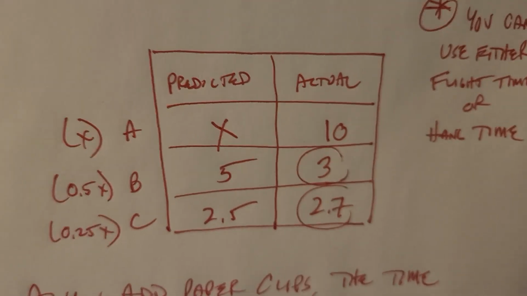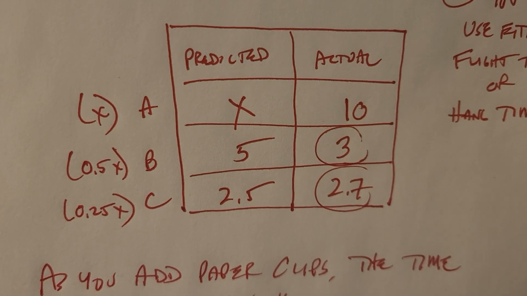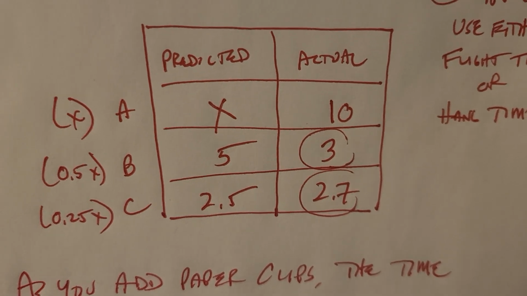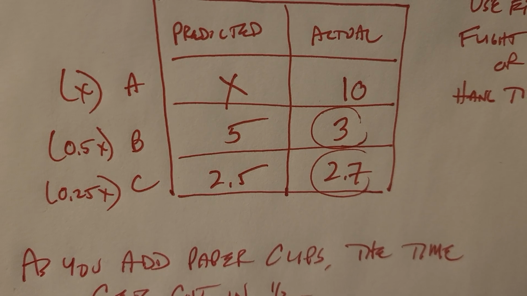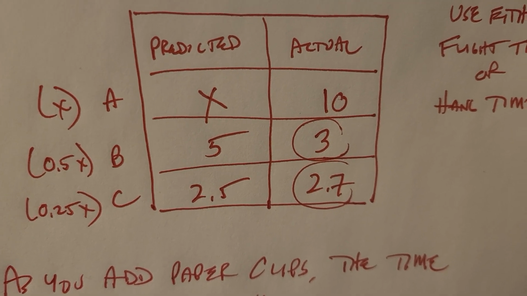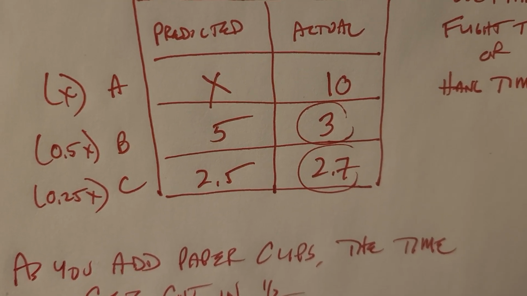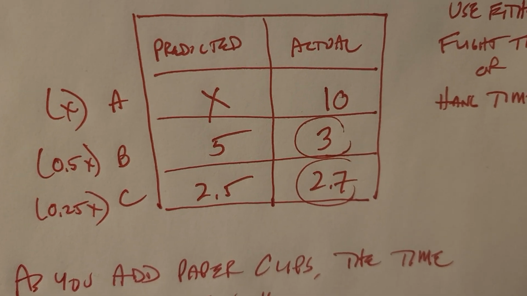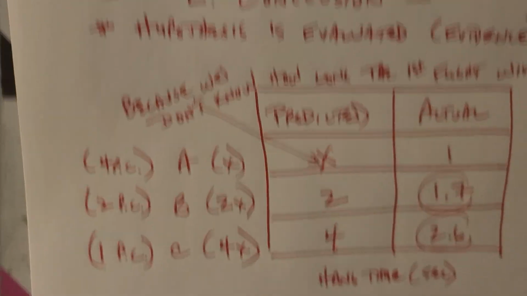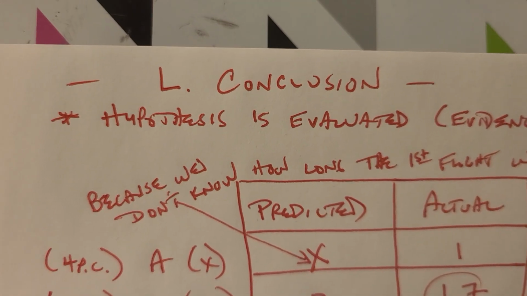This way, they can look at this, they see what your predicted was, they see what your actual was, and they see why it doesn't support your hypothesis. So this can be inserted right where you have that part.